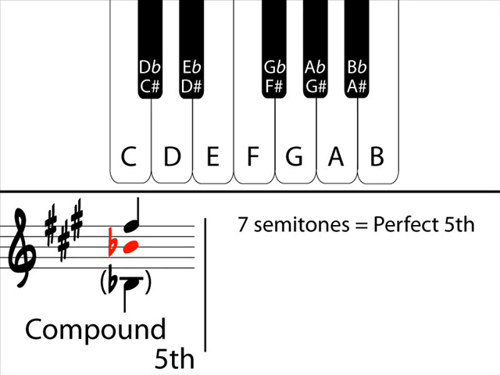Let's look at our interval and note that the top note is F sharp, not an F, due to the key signature. Here's the B flat on the keyboard. To B is 1, to C is 2, to C sharp is 3, D is 4, D sharp is 5, E is 6, F is 7, and F sharp is 8. Therefore, our interval is 1 semitone larger than a perfect fifth.